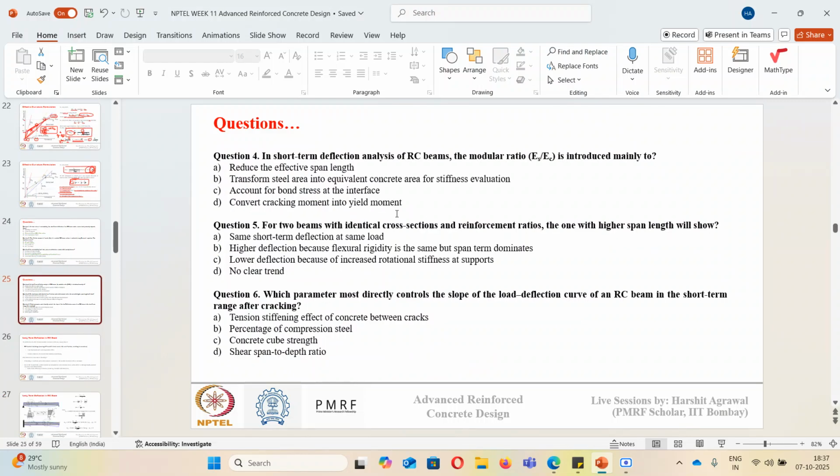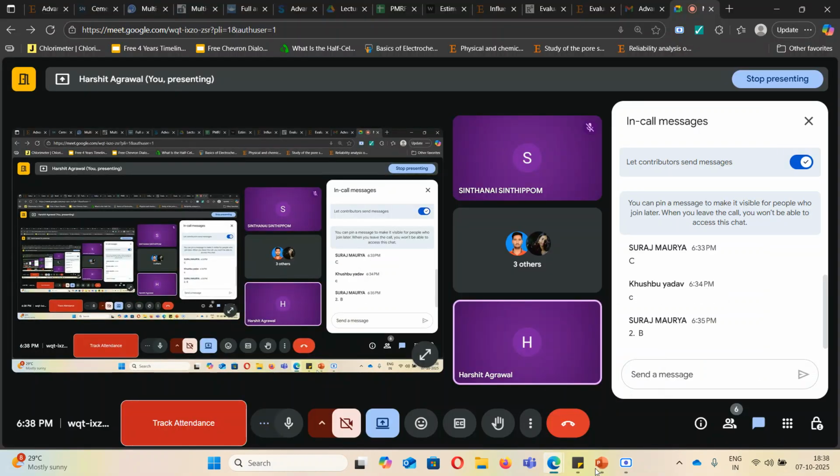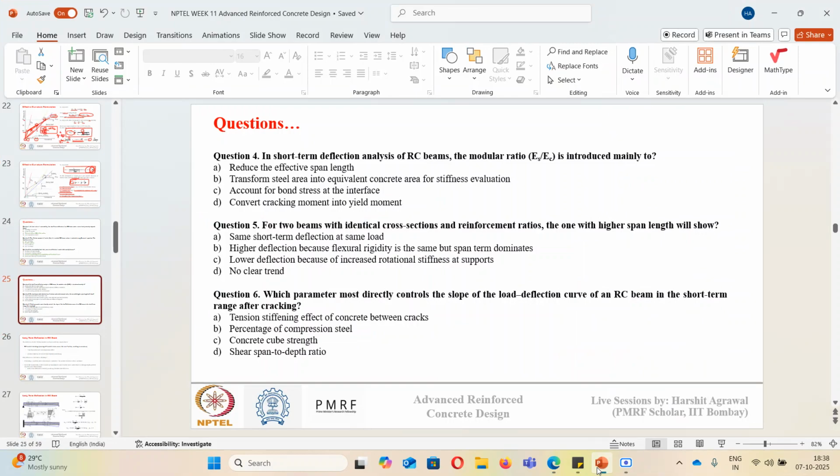Now try to answer these three more questions related to short-term deflection. In short-term deflection analysis, the modular ratio Es by Ec is introduced mainly to. When we calculate the depth of neutral axis, you may have seen in the NPTEL session that we calculate the modular ratio. Why are we calculating the modular ratio? Can anyone tell me the answer? You can unmute and speak also if you know which option is correct.